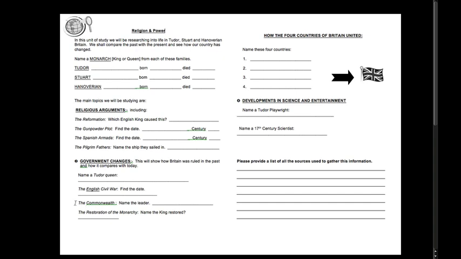The Commonwealth was a government and a way in which our country was ruled during this period. Could you find the name of the leader of the Commonwealth? Not the modern organisation called the Commonwealth. When the monarchy was restored in Britain after the Commonwealth, could you please name here the name of the restored king?